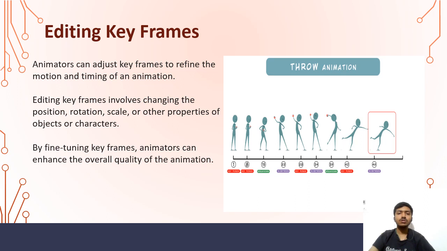Now, having understood what interpolation is, one of the questions that arises is how do animators edit the keyframes? Animators can edit the keyframes to refine the motion and timing of the animation. Editing keyframes involves changing the position, rotation, scale, or other properties of the objects or characters. By fine-tuning keyframes, animators can enhance the overall quality of the animation.